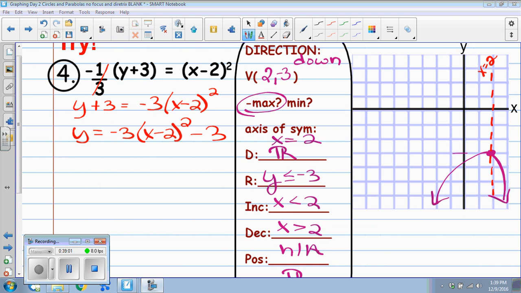It's increasing on this interval. It's increasing all the way up to this point right here. So it's increasing for all the x's less than 2. It's decreasing for the x's greater than 2. It's never positive. Y is never positive on this function. It's always negative. Okay? The end behavior. Where is it going on both sides? It's going to negative infinity on both sides. So if they ask you about end behavior, as x gets smaller, it goes to negative infinity, and as x gets larger, it goes to negative infinity. Okay? Yes?